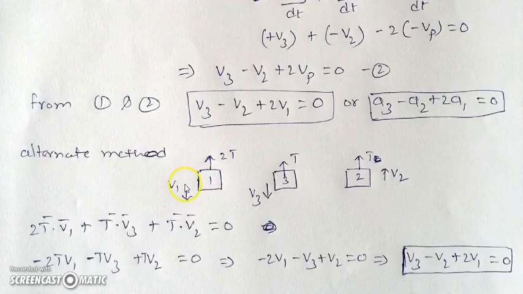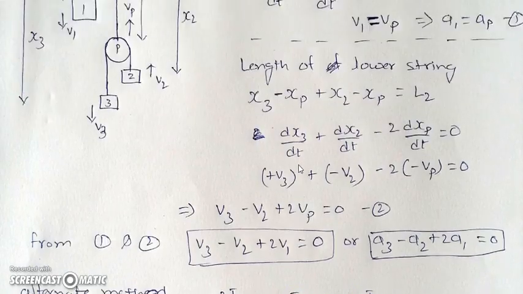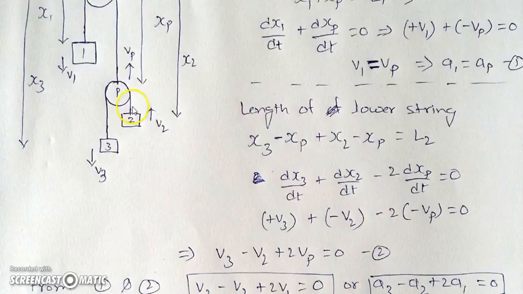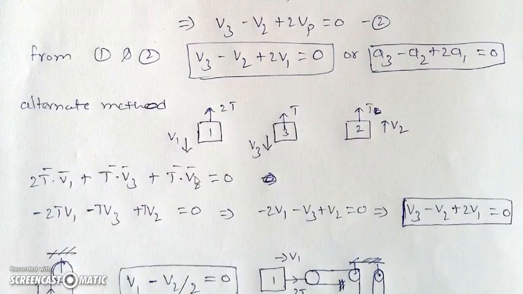2T is the tension on block 1, T is the tension on block 3, and T is the tension on block 2 also. Just have a look. This is T, this is T, so this will be 2T, and 2T will be transferred to block number 1. So again, coming back to the same point, these tensions and velocities are opposite, so minus sign, again minus sign, and they are in the same direction, so plus sign. Eliminating T, we get the same relation as we got earlier.